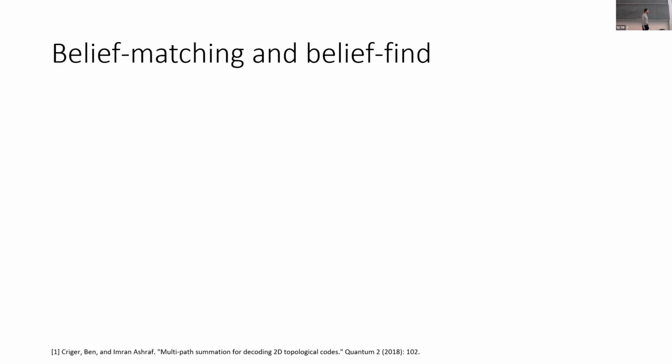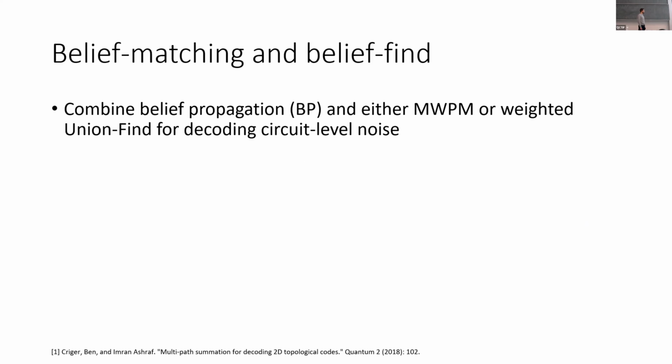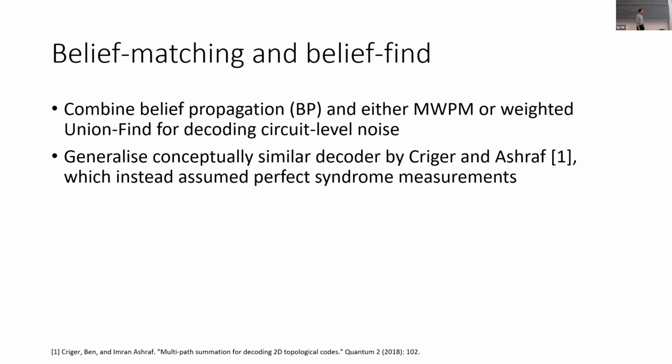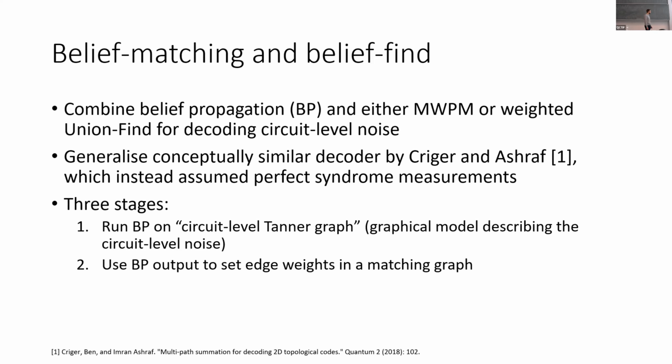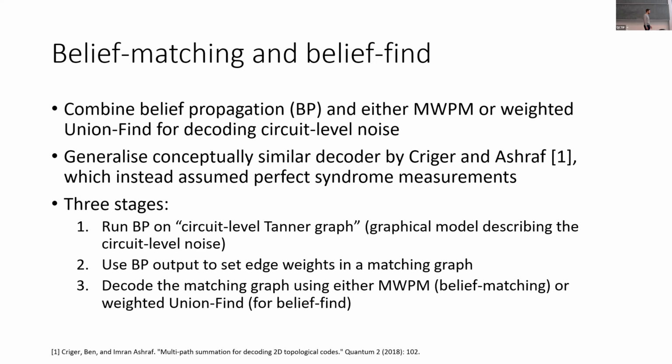So what is belief matching and belief find? They combine belief propagation with either minimum weight matching or weighted union find for decoding circuit level noise. And they generalize a conceptually similar decoder by Criger and Ashraf, which instead assumes perfect syndrome measurements. It has 3 stages. Firstly, you run belief propagation on the so-called circuit level Tanner graph, the graphical model describing the circuit level noise. Then you use the outputs from belief propagation to set the edge weights in a matching graph, and then decode the matching graph using either minimum weight matching or weighted union find.